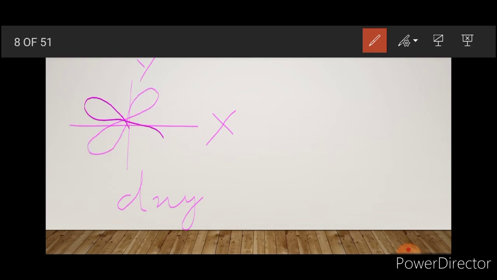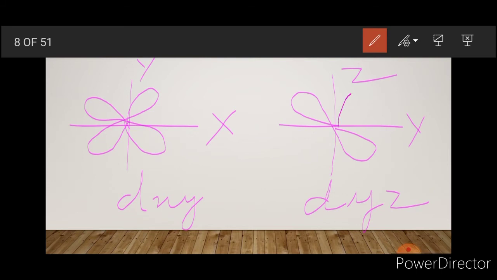Okay, let's draw dxy. First we will take the xy axis, and we are going to draw dxy. Then dyz: take this axis as y and z. This is dyz.